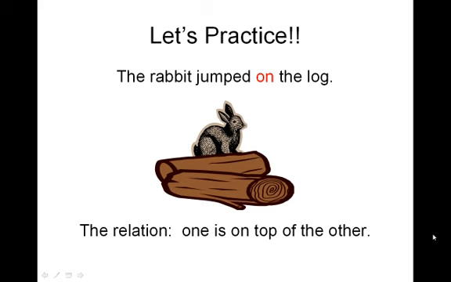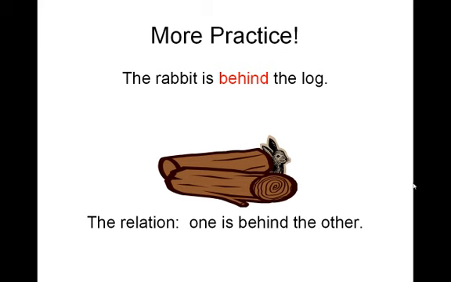The rabbit jumped on the log. Here's the rabbit and here's the log. The relation is one is on top of the other, with the rabbit being on top of the log. Here's some more practice. Here's our little rabbit. The rabbit is behind the log. The relation is one is behind the other.